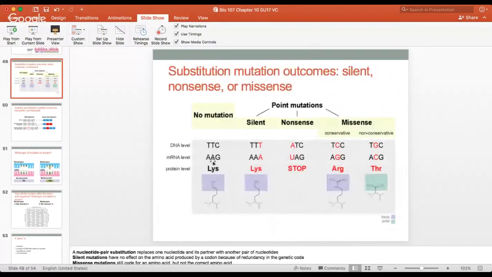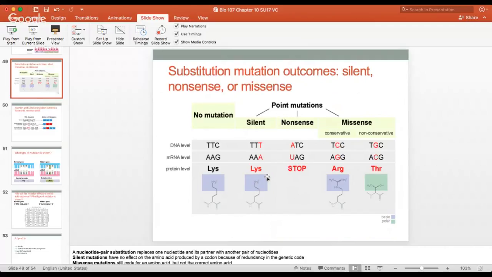And here we see we change from AAG to AAA, which makes our lysine still lysine. Technically, there's a mutation, but we call it a silent mutation because it doesn't show. You would not know that you had a mutation in this protein because the protein is going to look exactly the same.